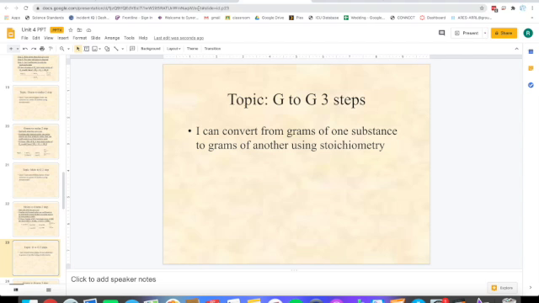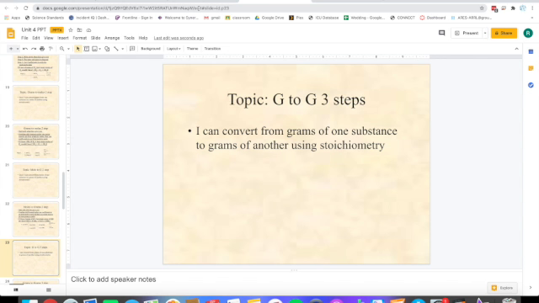So today we're going to talk about grams to grams, 3 steps. Your topic, you could put G to G or grams to grams, 3-step. In your goal, I can convert from grams of one substance to grams of another using stoichiometry.